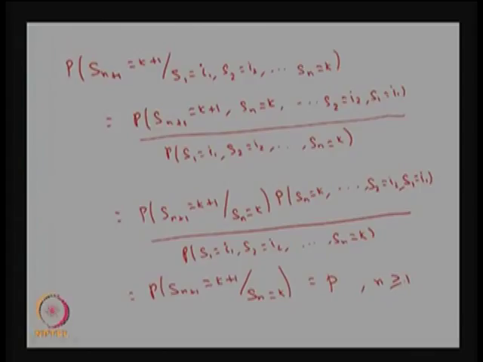This is satisfied for all n. So, you can make out this is satisfied for n greater or equal to, even I can go for n greater or equal to 1. Not only this, similarly I can come to the conclusion the probability of S n plus 1 is equal to k, given that S 1 was i 1, S 2 was i 2 and so on, S n was k, that can also be proved.